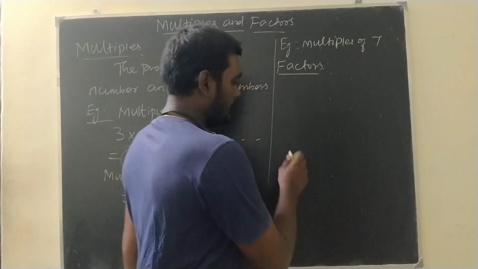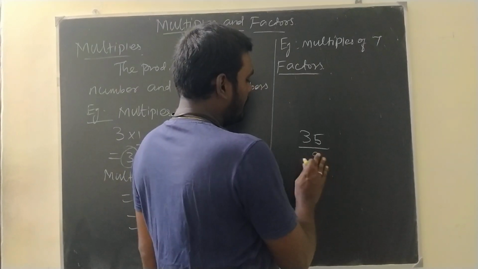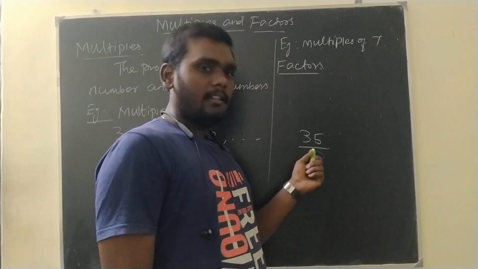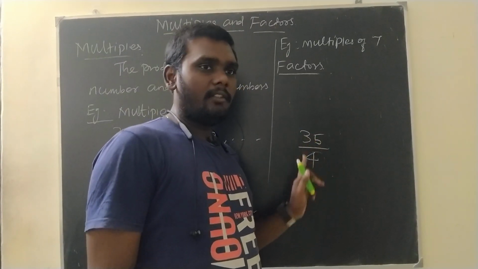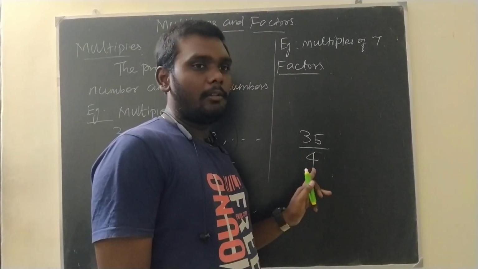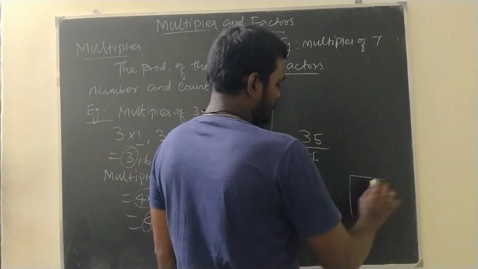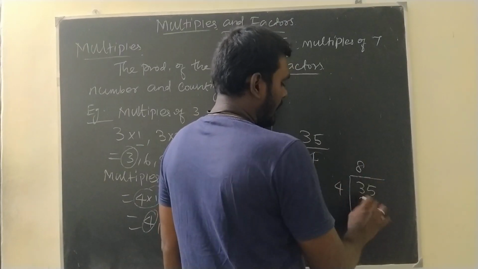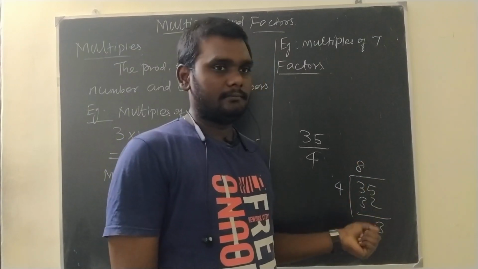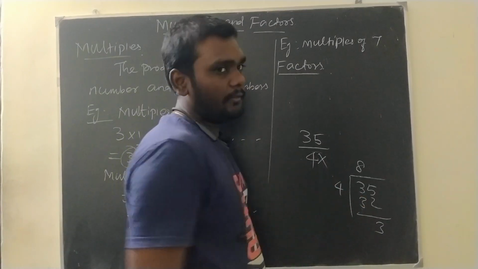For instance, you take the number 35, and we are dividing the number by 4. In this case, we say this 35 is the dividend, 4 is the divisor. So when you divide this 35 by 4, what will you get? 8 4s are 32. Carry over 3. Is that dividing the number completely without any decimals? No. So this divisor is not a factor.